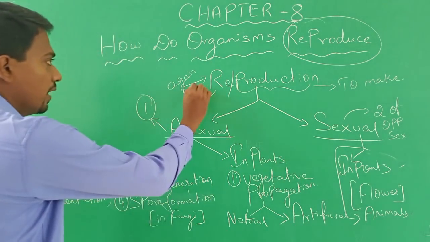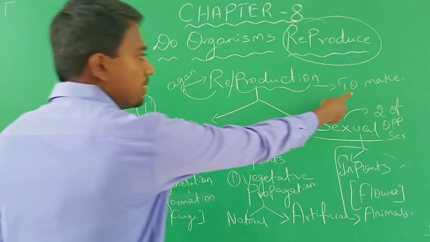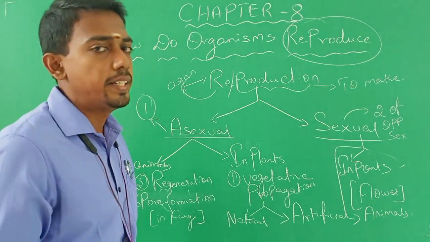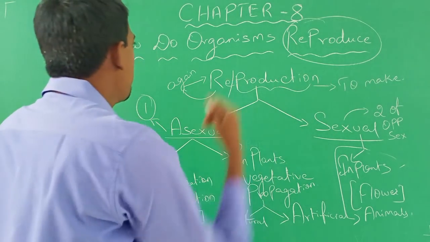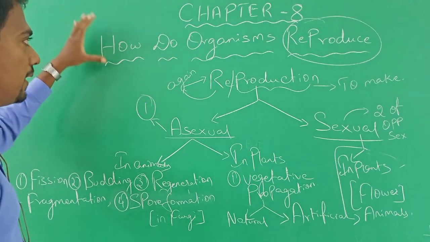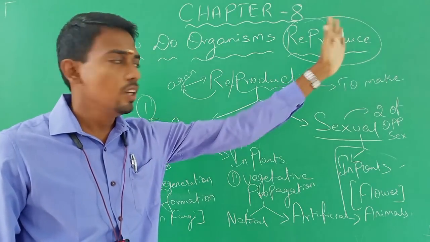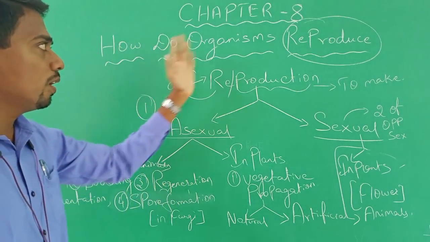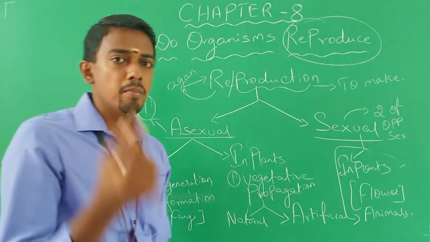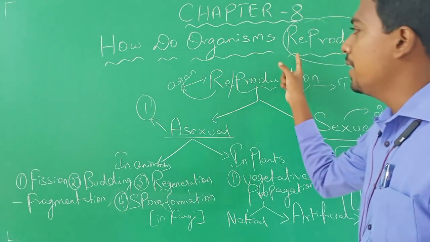Once again telling you, reproduction is an organism making its own kind. Yes, that is called reproduction. And now you know how organisms reproduce. But first I told you why organisms reproduce. Though the title here is how do organisms reproduce, I made you one question and gave you an answer for that. Why are organisms reproducing?